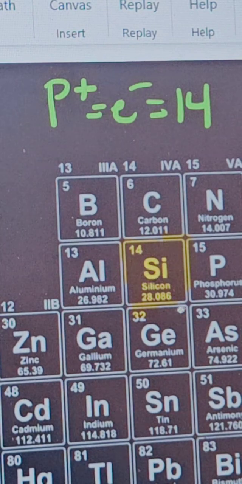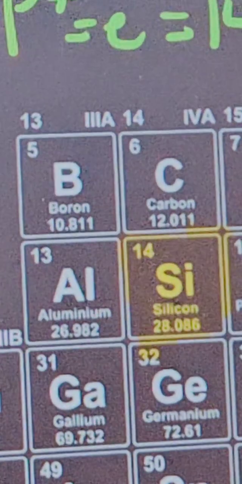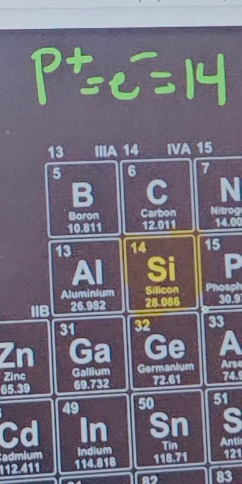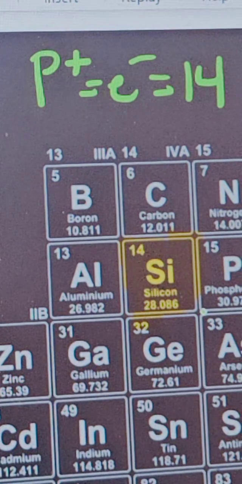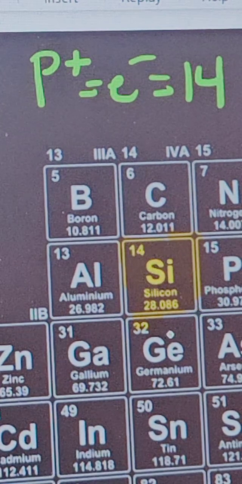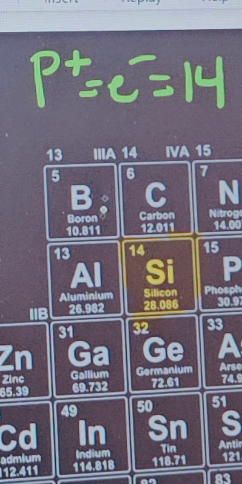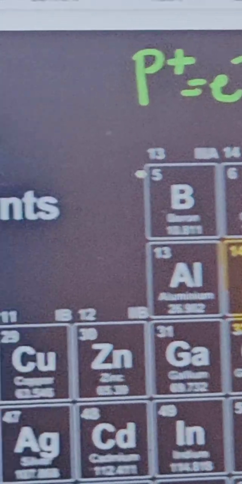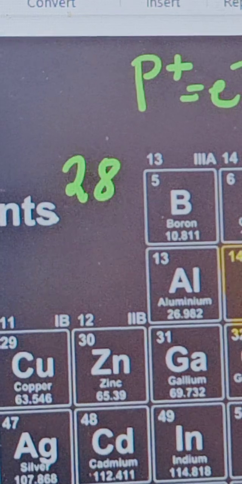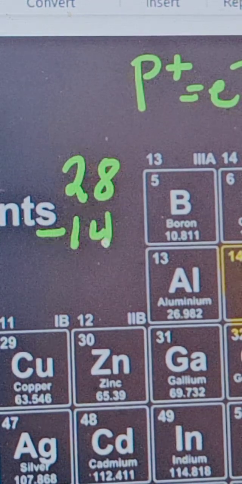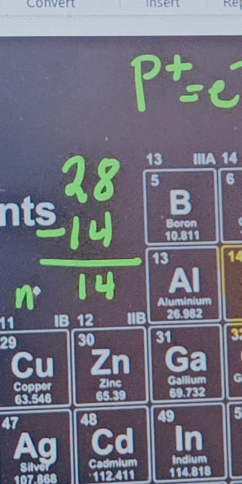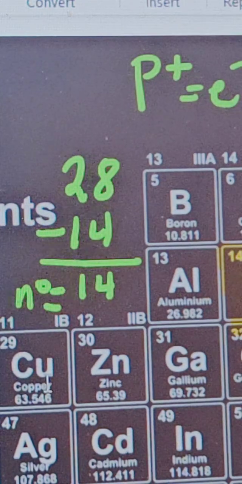Now, if I zoom in a little more so y'all can see that, it looks a little blurry, but silicon also has a mass number of 28.086. Here's what you guys got to remember. Because it has an atomic mass number of 28.086, we're going to round that off to 28. Now, I know that's the mass number. I know that the atomic number was 14, but when I subtract those two, guess what I get? This 14 here is equal to the neutrons.